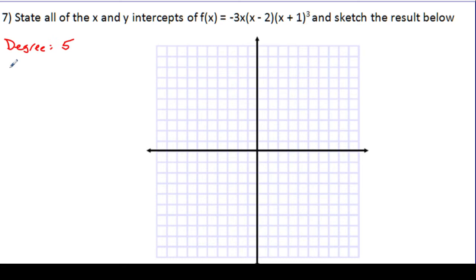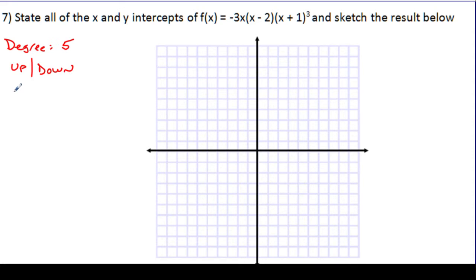If we talk about the end behavior of this expression, we're going to say a degree 5 is odd. Okay, so odd means it travels in different directions. And because my lead coefficient is a negative 3, I know that this is going to be up on the left-hand side and down on the right-hand side.